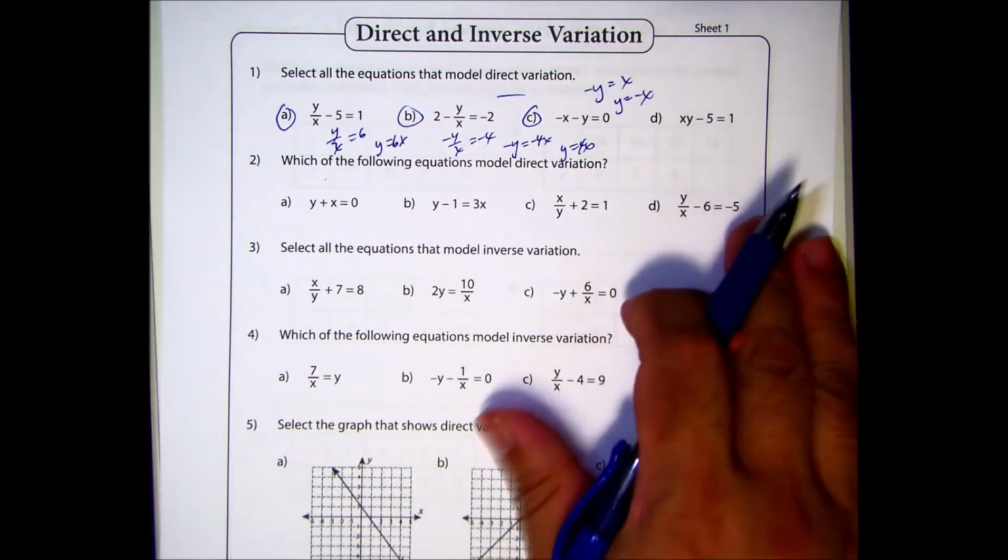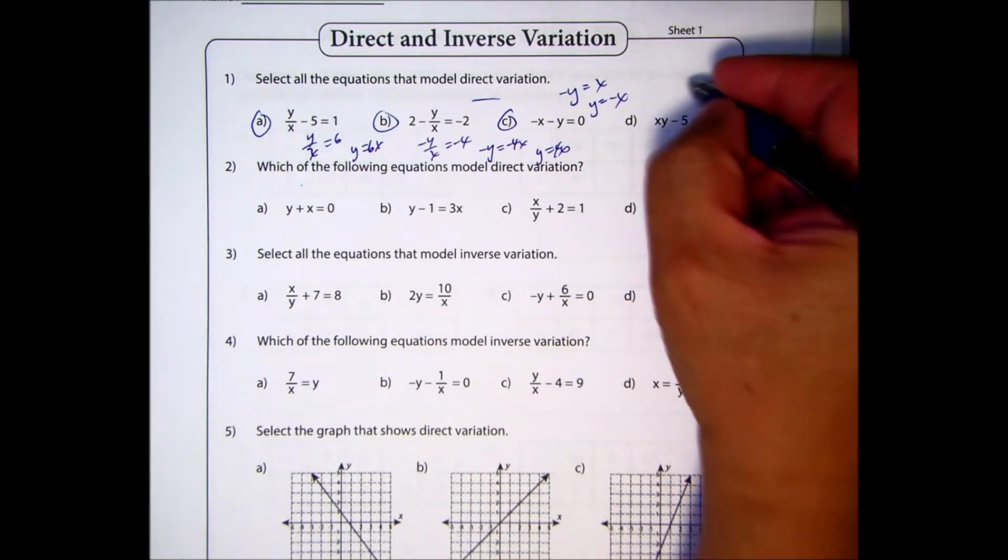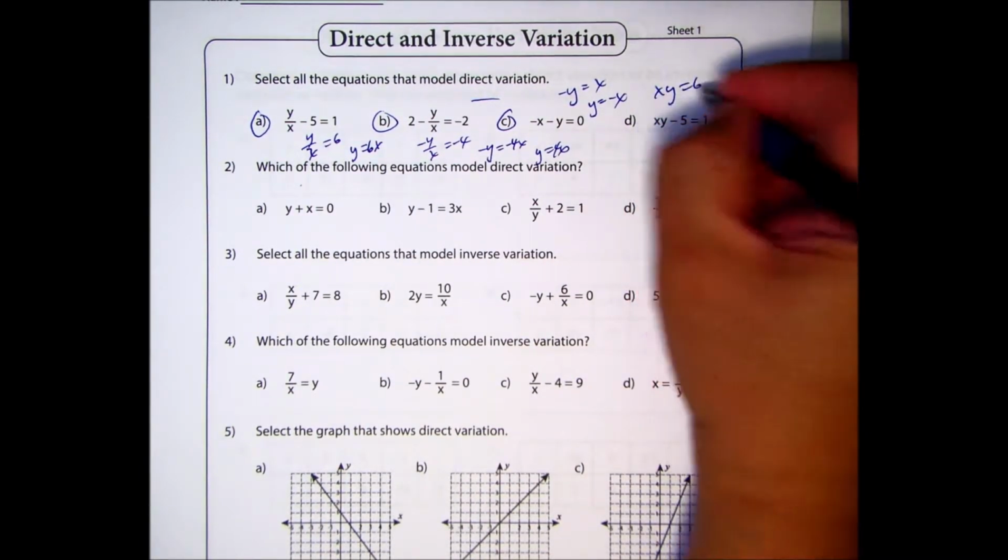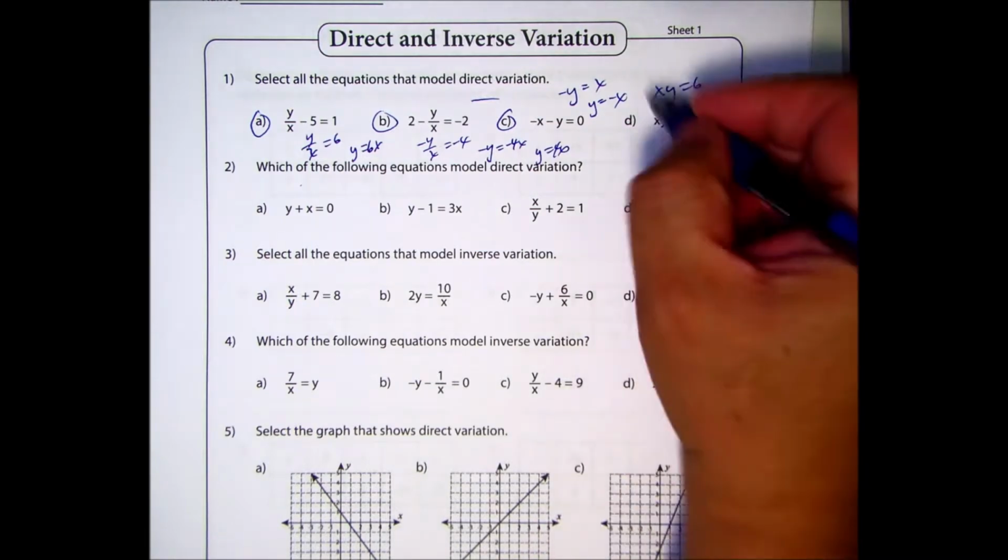Let's continue to part D. Add 5 to both sides, I get xy equals 6. I'm solving for y, so I divide by x.